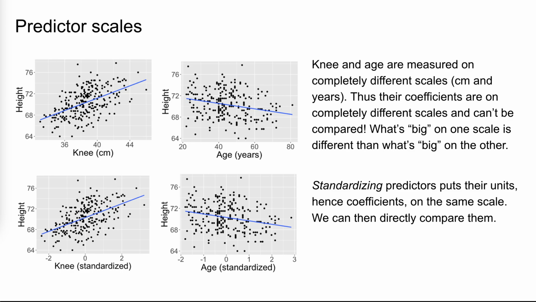Standardizing predictors puts their units, hence coefficients, on the same scale. Once standardized, we can then directly compare them. For example, in the plots here, knee and age have both been standardized to the same scale. They have the same x-axes, with the predictor outcomes roughly centered at 0 and falling between roughly -3 and 3. Notice, however, that changing the scales of our predictors hasn't changed their relationship with height. Mainly, everything besides the axes appears the same as before.